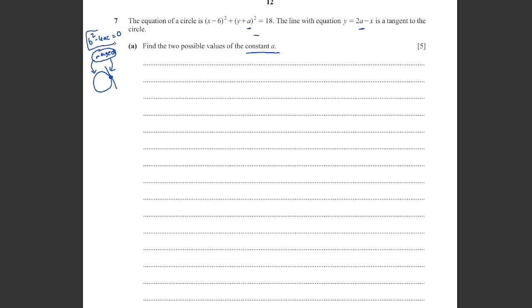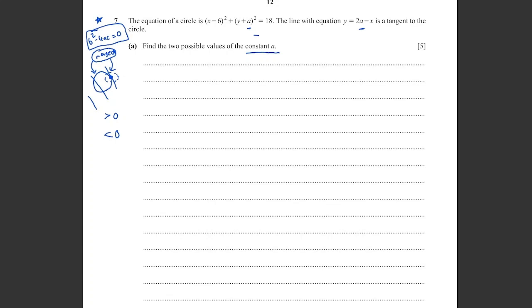The reason why the discriminant of the merged equation is going to be equal to 0 is because the line and circle only touch at one point. If they touched at 2 points, let's say something like this, then the discriminant would have been greater than 0. If the line touched the circle at no points, then the discriminant would have been smaller than 0. In this case, the discriminant is going to be equal to 0 because they only touch at one point.